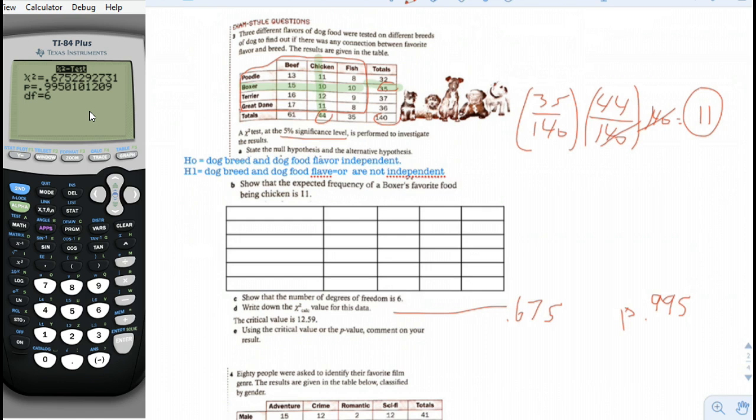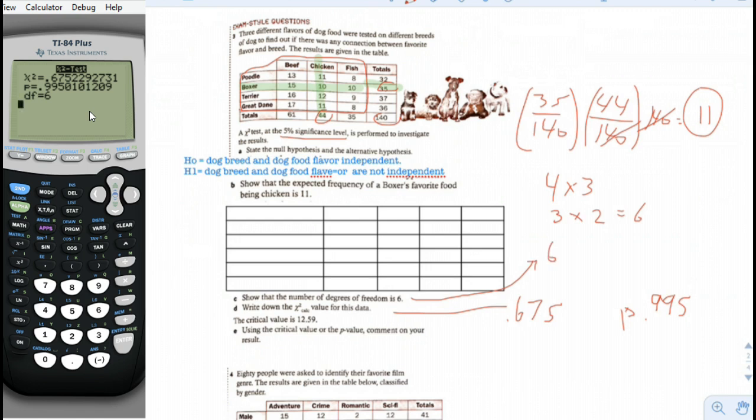Before we do that, it does say to show that the number of degrees of freedom is 6. And remember, we have a 4 by 3 matrix. If you have a 4 by 3 matrix, the way you figure out the degrees of freedom is you subtract 1 from the 4, and you subtract 1 from the 3, and you get 3 by 2, and then 3 times 2 is 6, right?